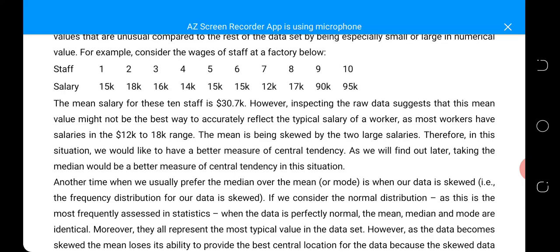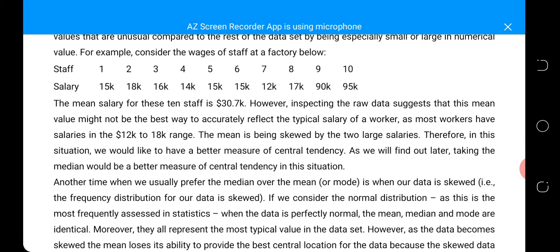The mean salary for these 10 staff is $37,700. However, inspecting the raw data suggests that this mean value may not be the best way to accurately reflect the typical salary of a worker, as most workers have salaries in the $12,000 to $18,000 range. The mean is being skewed by the too large salary.